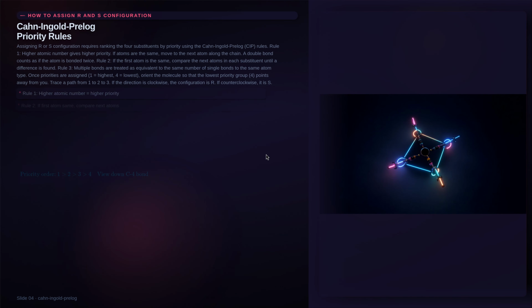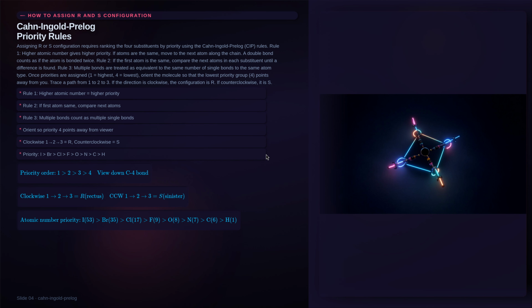Assigning R or S configuration requires ranking the 4 substituents by priority using the Cahn Ingold Prelog rules, also known as the CIP rules. Rule 1. Higher atomic number gives higher priority. If atoms are the same, move to the next atom along the chain. A double bond counts as if the atom is bonded twice. Rule 2. If the first atom is the same, compare the next atoms in each substituent until a difference is found.